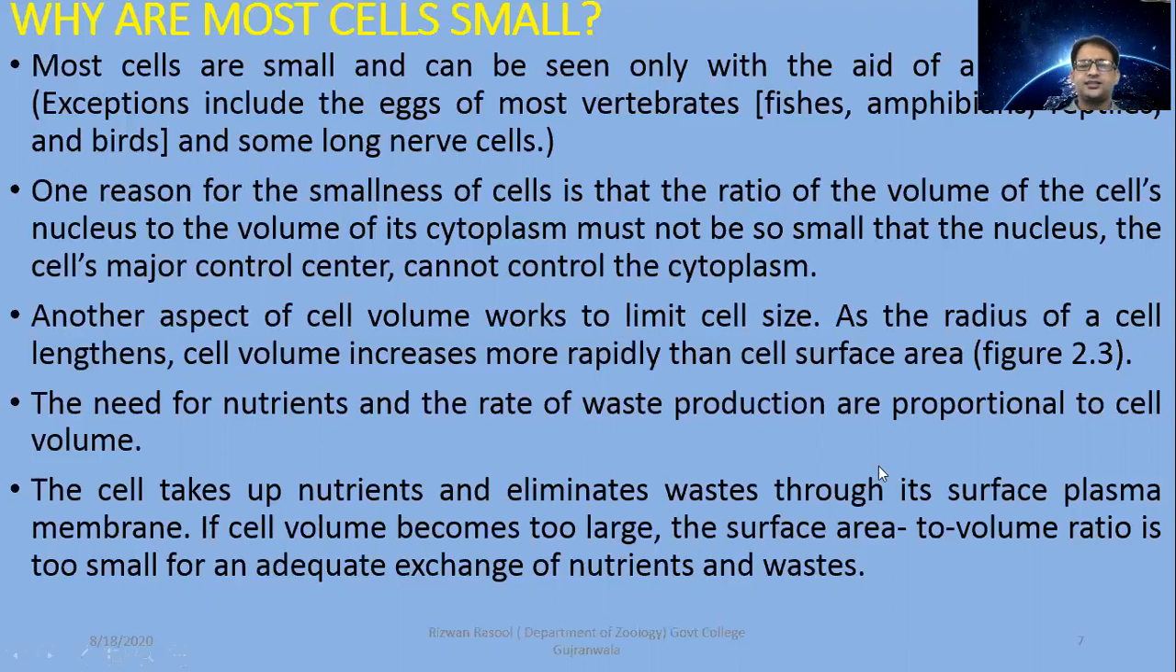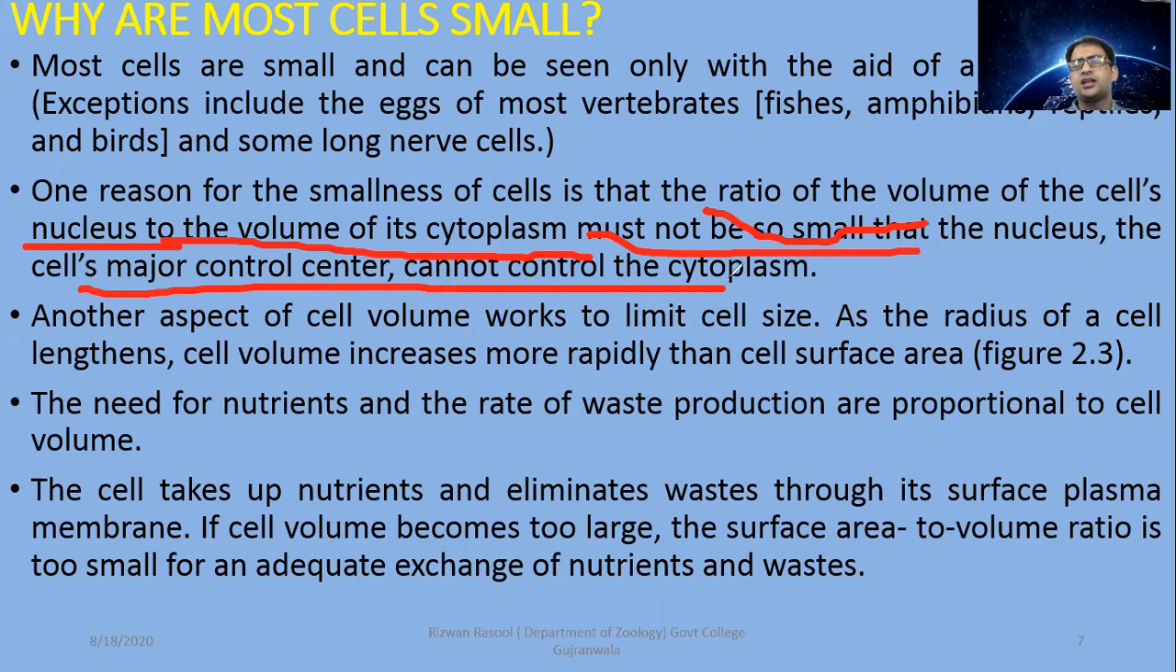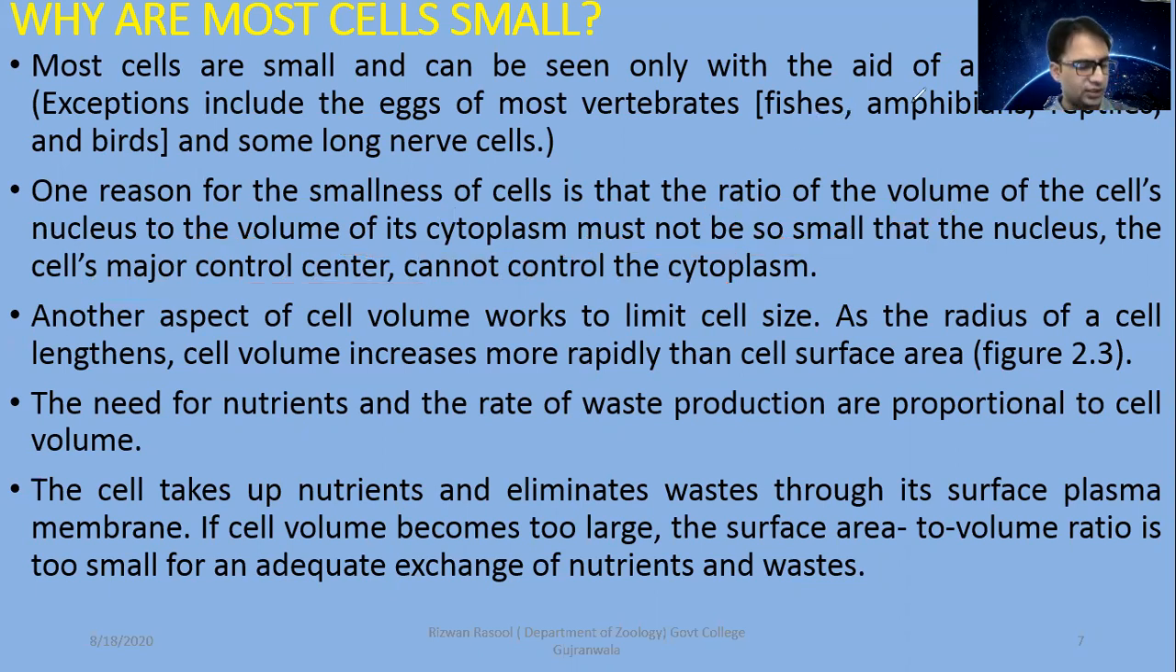One reason for the smallness of cells is that the ratio of the volume of the cell's nucleus to the volume of its cytoplasm must not be so small that the nucleus, the cell's major control center, cannot control the cytoplasm. If cells were much larger, the cytoplasm area could be so big that it may not be controlled by the nucleus. That's why cells are so small.